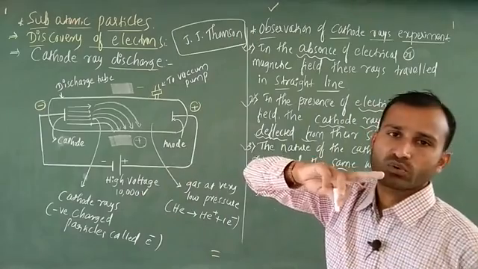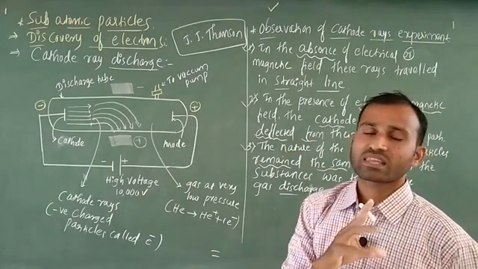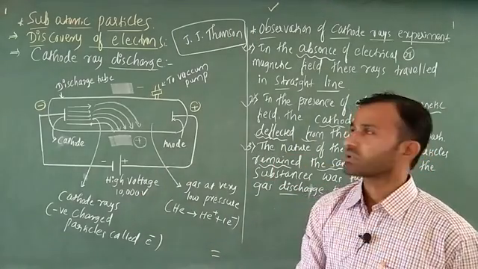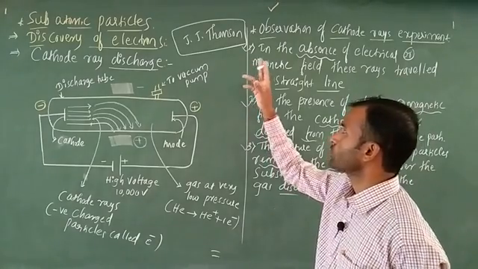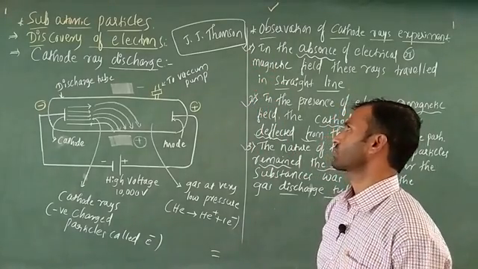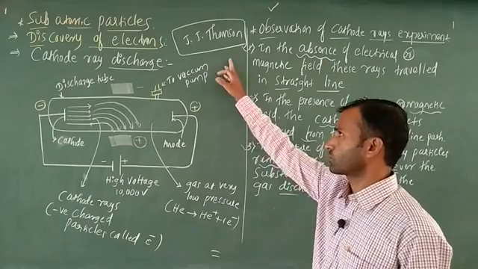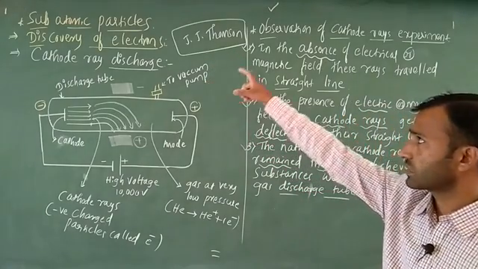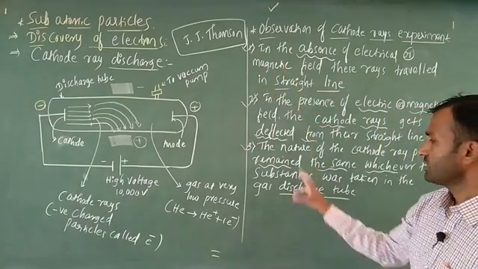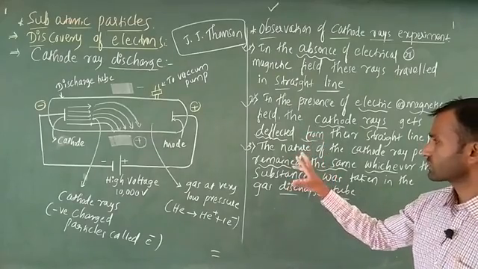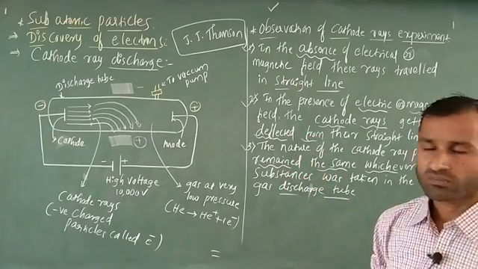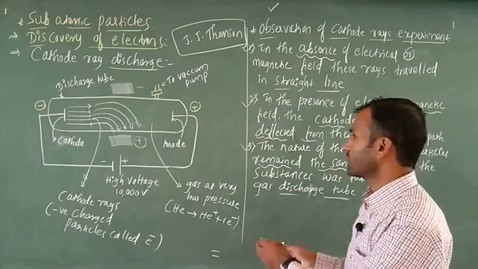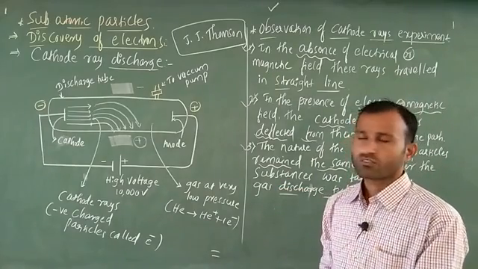Most important: sometimes they are going to ask you in the public exam, who discovered the electron? Your answer must be J.J. Thomson, the most important point. That's why you have to note it down. Who discovered the electron? Thomson. In this case, the final conclusion is that we finally derive the electron with the help of the cathode ray discharge tube.